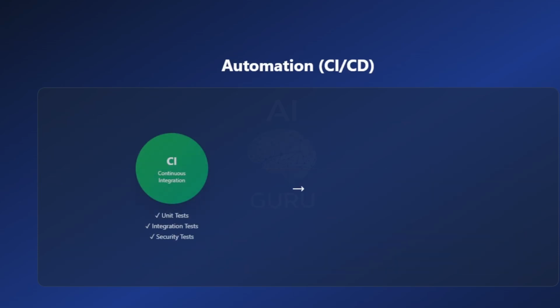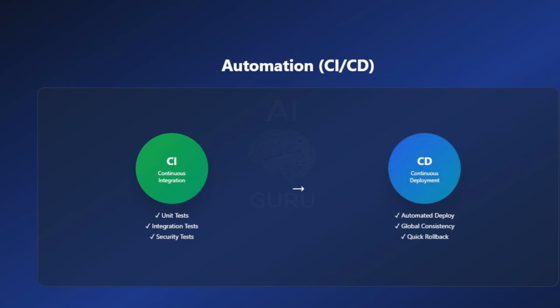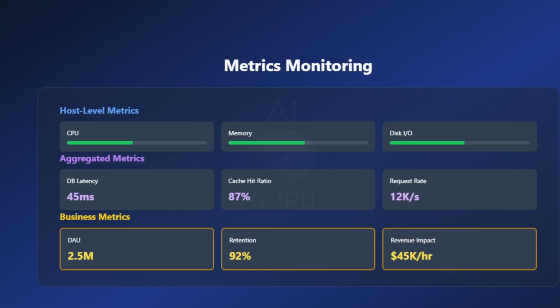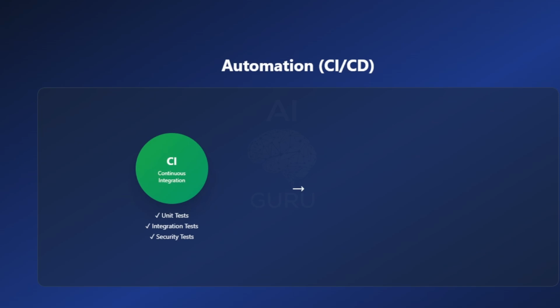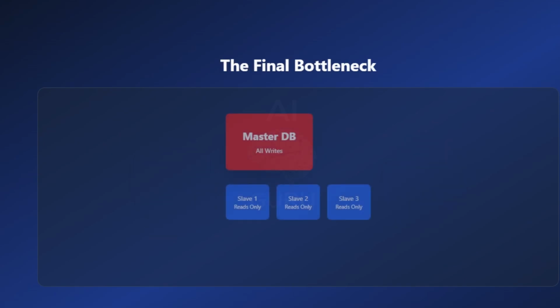And finally, automation. All this complexity demands rigorous, automated processes. Automation is the engine of consistency. We rely on continuous integration, or CI, tools to automatically verify every single line of code that gets checked in. Through unit tests, integration tests, security tests. And continuous deployment, CD tools, ensure that the process of building, testing, deploying, and critically rolling back a new version is completely standardized and automated across all data centers simultaneously. It reduces human error, speeds up deployment, and ensures consistency across the entire globally distributed architecture.